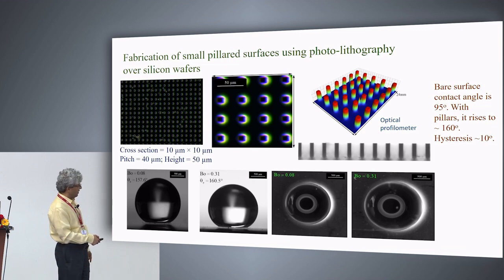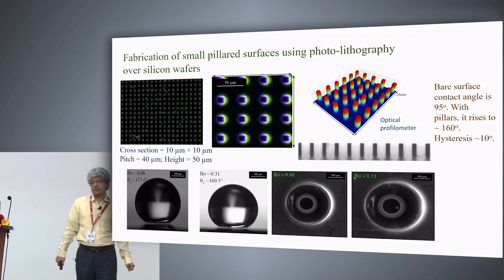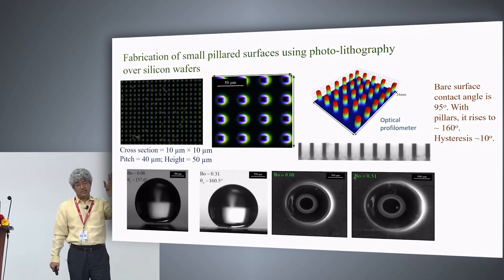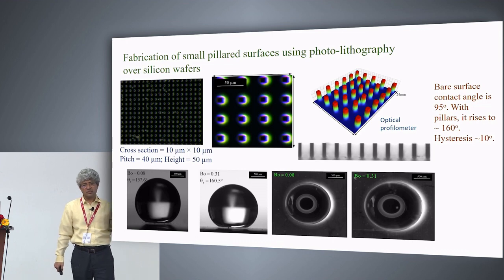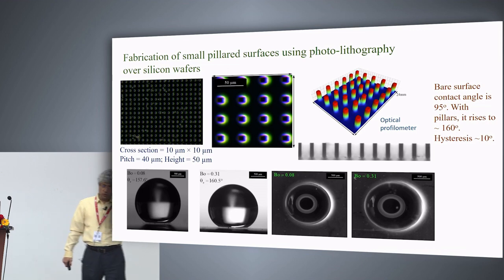So we are presently working on, so this is a silicon wafer. You can see height is 50 microns. You can see the various types of images, most important being the drop whose equilibrium contact angle is 150 to 160 degrees. Hysteresis is as small as 10 degrees and lower. But we can't use it for dropwise condensation because the conductivity is very low and the heat fluxes through the silicon material will be small. Thermal resistance is high.